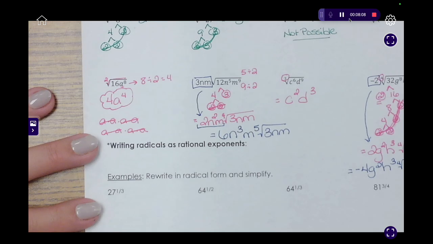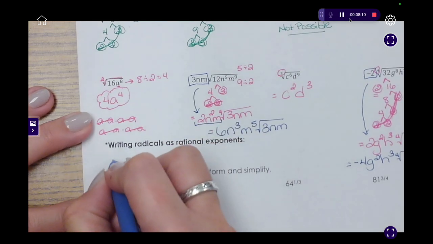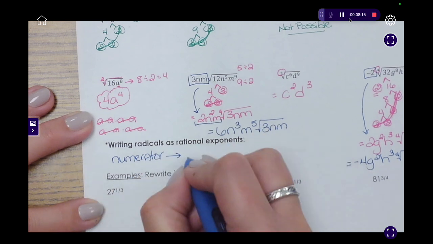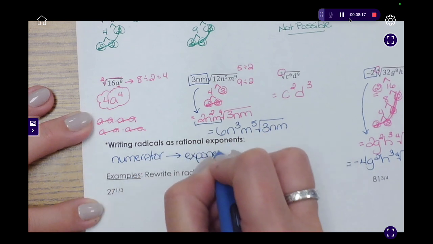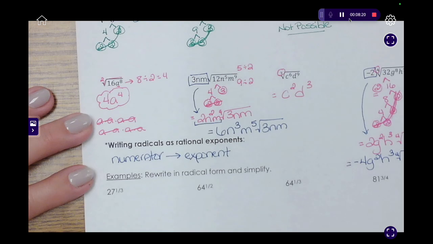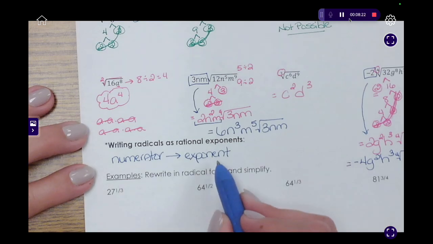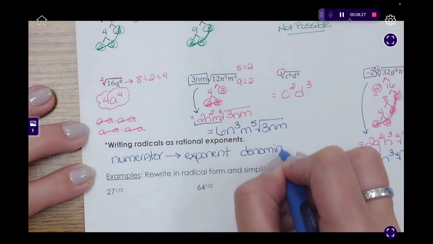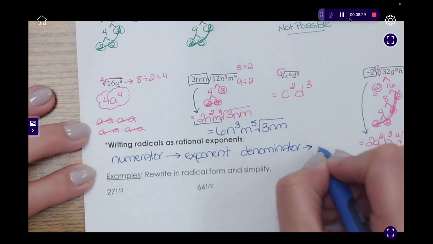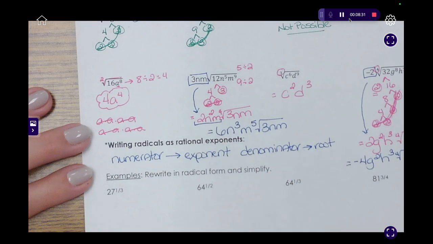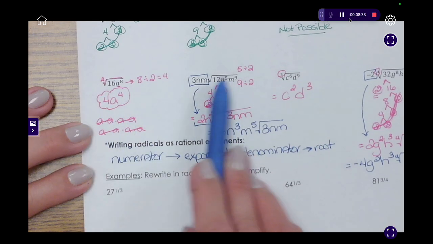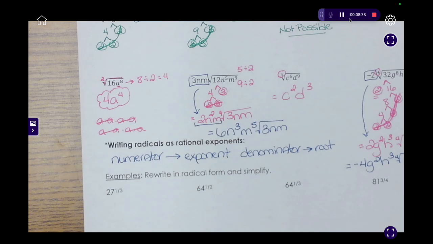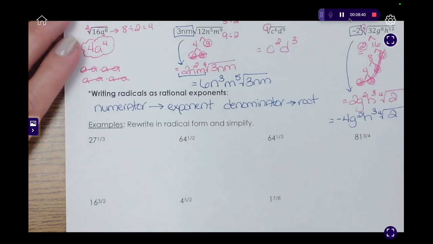So when we're looking at that and switching, your numerator on those fractions is going to be your exponent inside the radical. Okay, so whatever the numerator is, that's the exponent inside the radical. Your denominator is going to be the root. Remember, that's kind of like your index right here, so that would be a root of 2, this has a root of 3, root of 4.